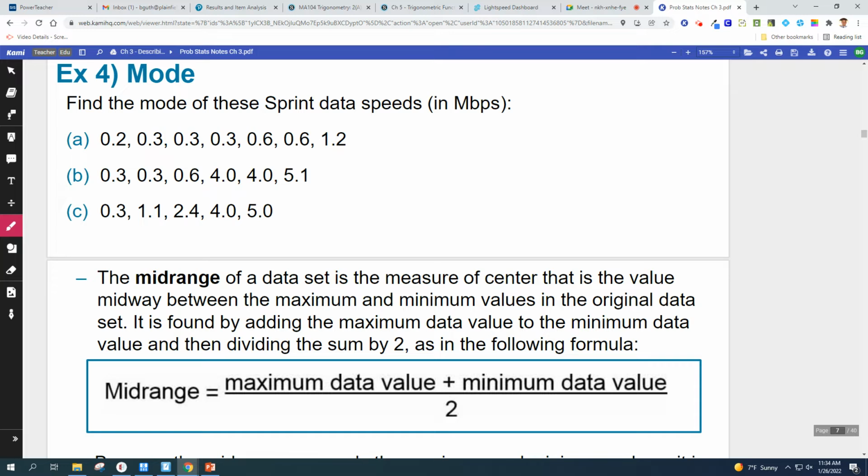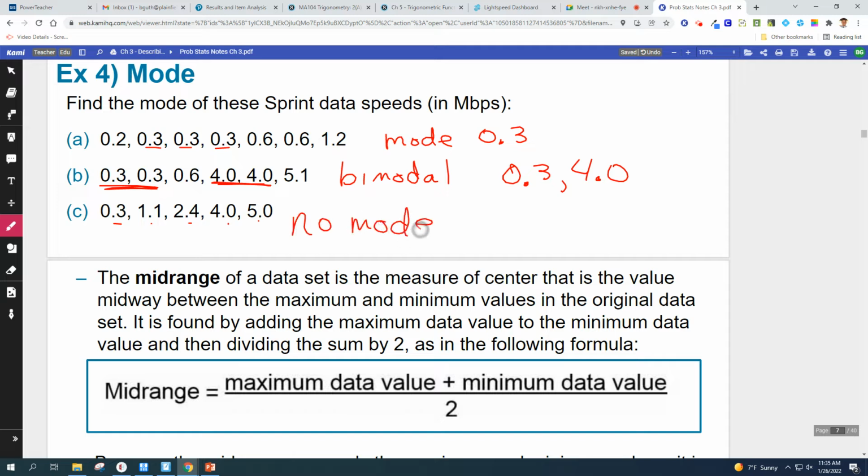Find the mode. Well, I see 0.3 happens 3 times. That's the mode. And in part B, I see 0.3 happens a couple of times and 4.0 happens a couple of times. This one's bimodal. So that mode is 0.3 and another one at 4.0. The next one, none of the numbers repeat. So we're going to say this one has no mode.